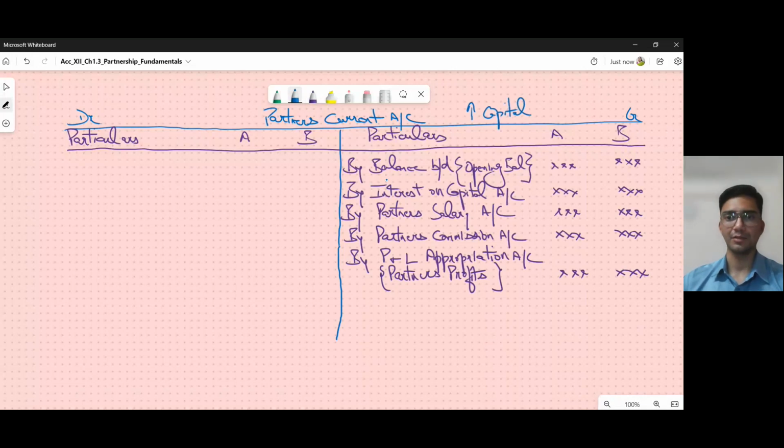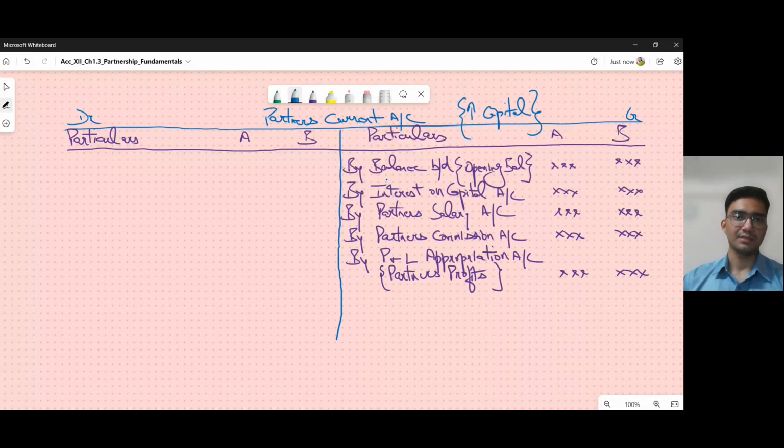So I'm just writing it on the top for you to remember. This is increasing their capital. Now let's go to the debit side of this. I said before we started to make this account that this account will either have a credit balance or it could have a debit balance. Sometimes it can be given that these partners have a debit balance.